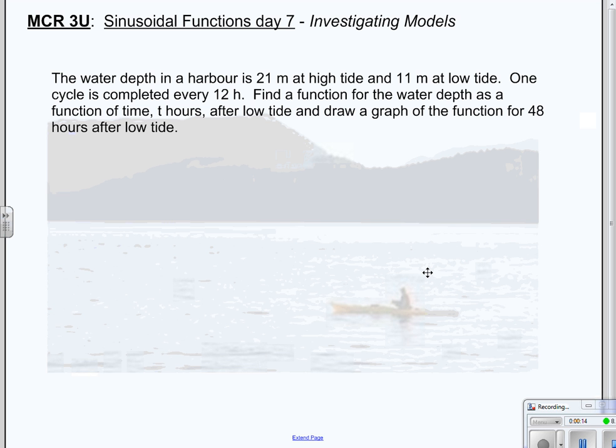The water depth in a harbor is 21 meters at high tide and 11 meters at low tide. One cycle is completed every 12 hours. Find a function for the water depth as a function of time, t in hours, after low tide, and draw a graph of the function for 48 hours after low tide.